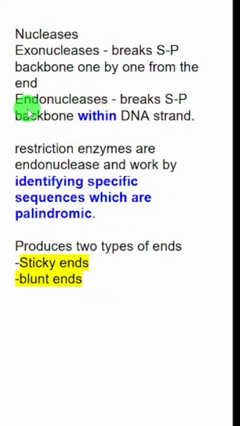Restriction enzymes are endonucleases. They come in the category of nucleases. Endonucleases, as the name suggests, break the sugar phosphate bond within the DNA strand. They recognize a specific sequence which is palindromic, and these sites are called restriction sites. Once the endonuclease breaks the sugar phosphate bond, they produce two types of ends: sticky ends or blunt ends.